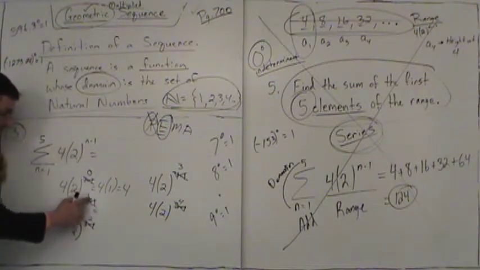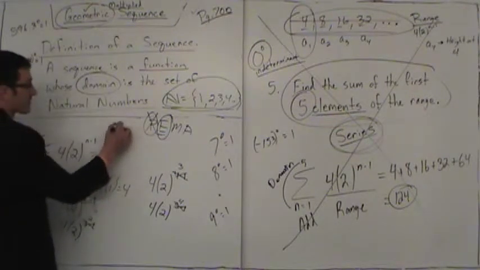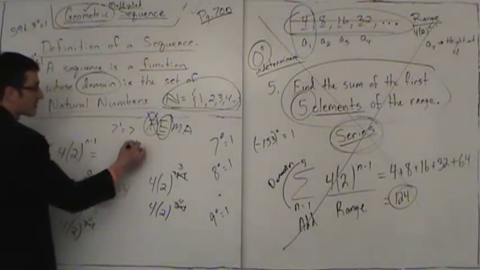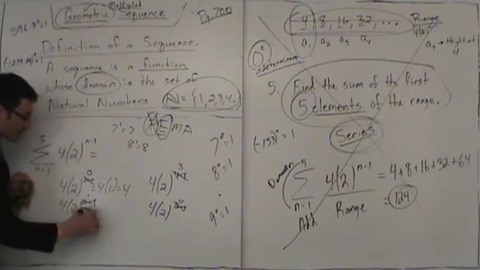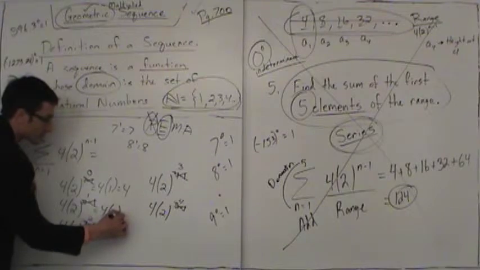And now next, we do 2 to the first power here. 7 to the first is what? 7. 8 to the first is what? 8. What is 2 to the first? 2 to the first is 2, so we end up with 4 times 2, which is 8.